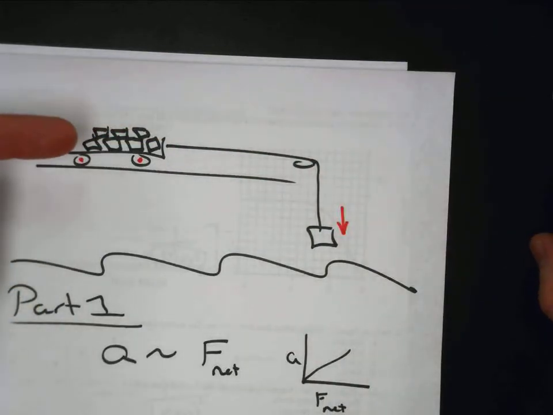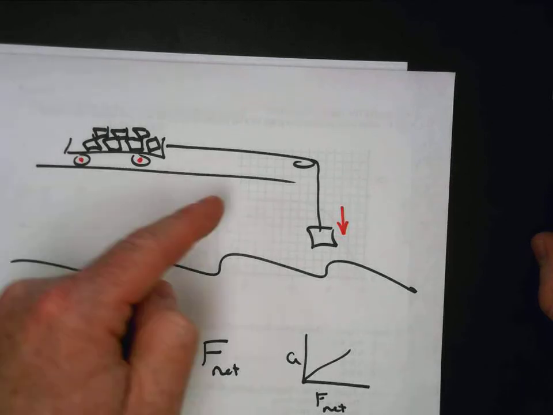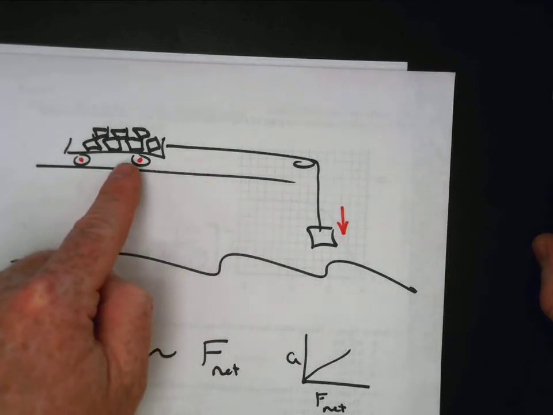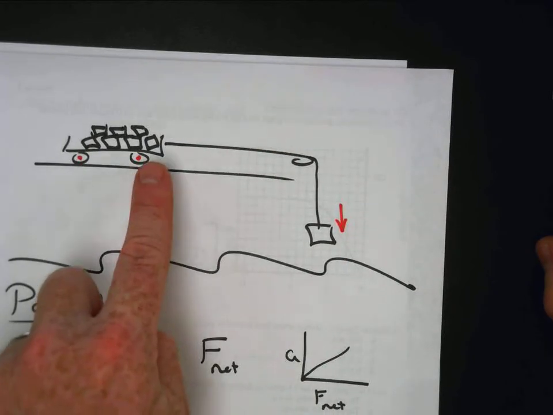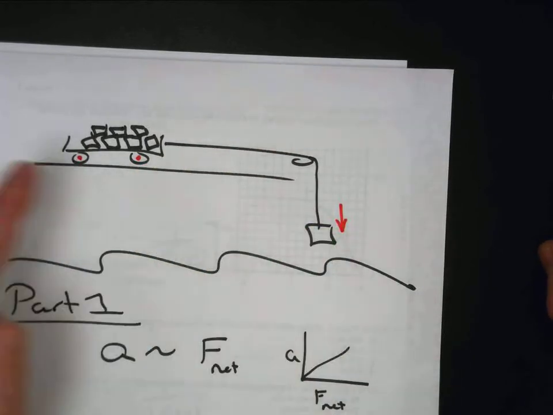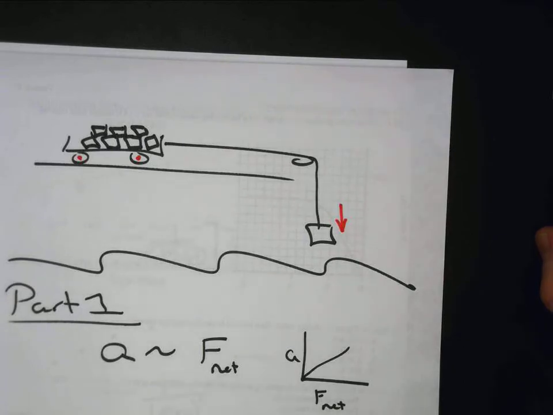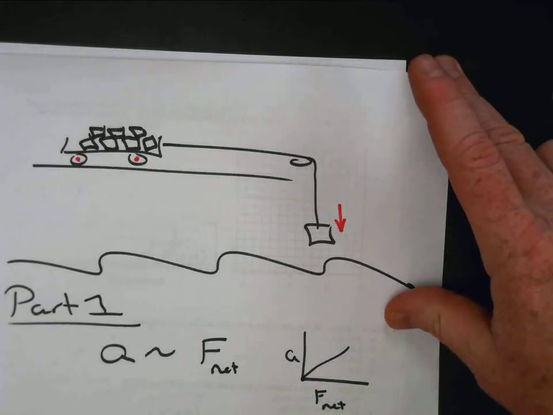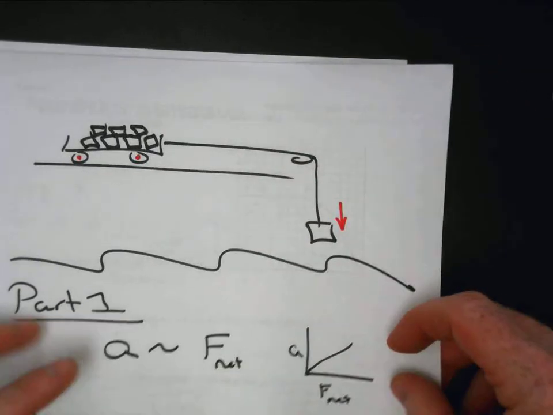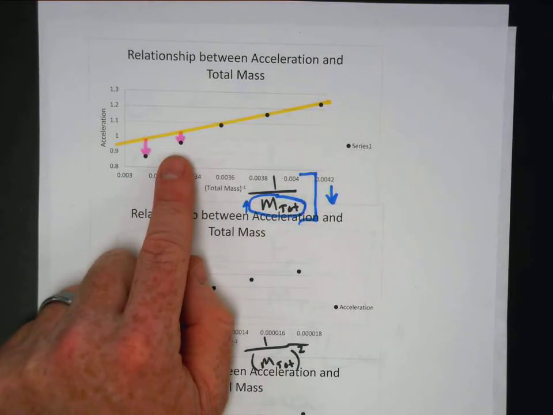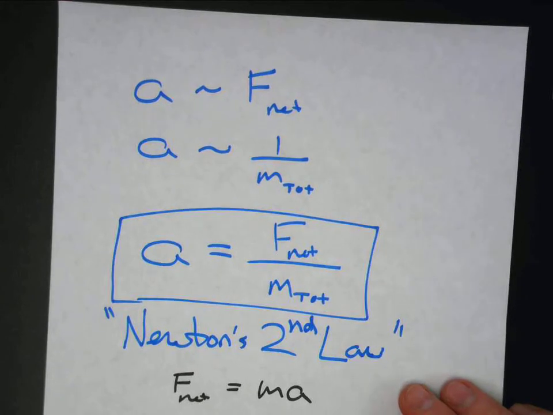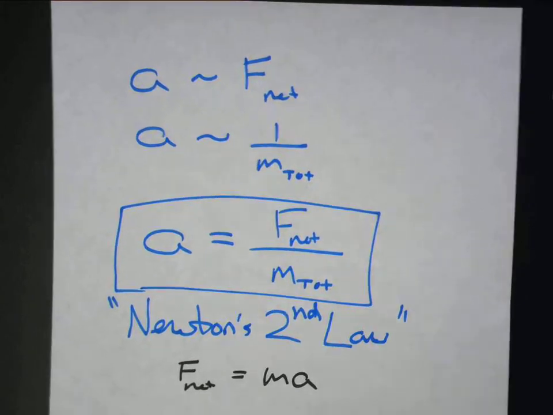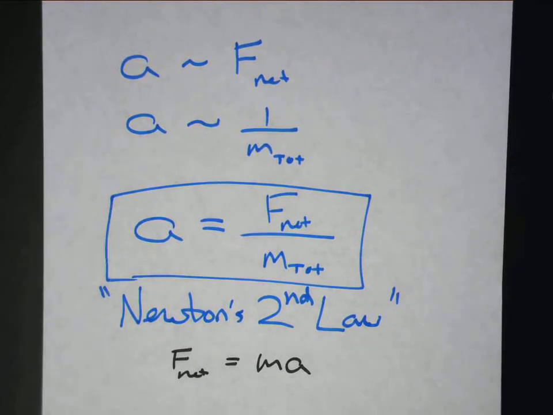And therefore, we actually had two things happening. We increased the total mass of the system, and at the same time ended up decreasing the net force acting on the system. And that's unfortunate for us, but that's what we have to deal with. But that's likely why we don't see linear here. And when you get parts 1 and 2 together, you get Newton's second law of motion.